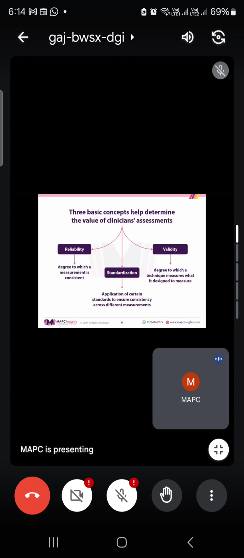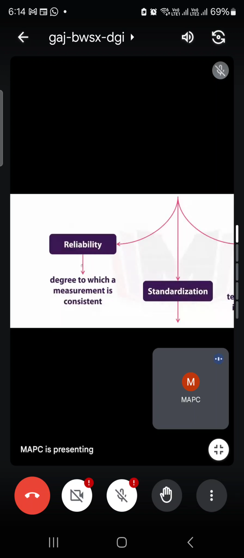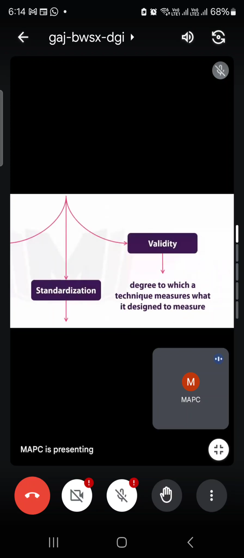Three basic concepts that help to determine the value of clinical assessment are reliability, validity and standardization. So what is reliability? The degree to which a measurement is consistent. Are the responses reliable or not, are they replicable or not. Validity: the degree to which a technique measures what it is designed to measure. Is it measuring the accurate things or not?